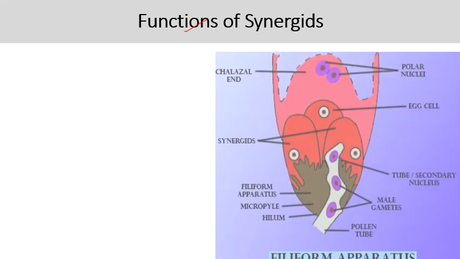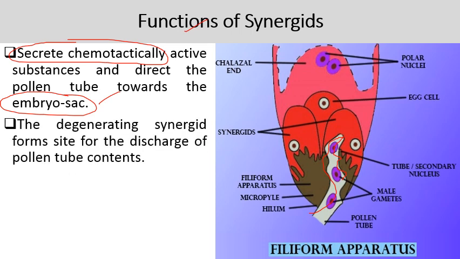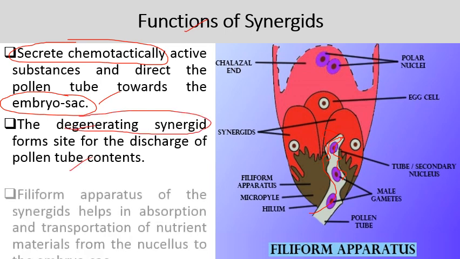Next comes functions of synergids. So they play a very important role. They excrete chemotactically active substances and direct the pollen tube towards the embryo sac. और जो embryo sac, जो pollen tube है वो embryo sac की तरफ move करती है. So they excrete some chemicals which are chemotactic in nature. So the degenerating synergids form the site for the discharge of pollen tube, और ये एक space provide करता है pollen tube के material को discharge करने के लिए. So degenerating synergids form the site for the discharge of pollen tube contents.